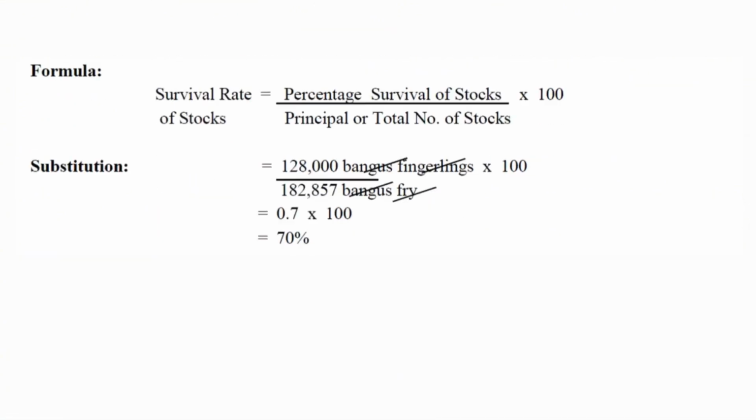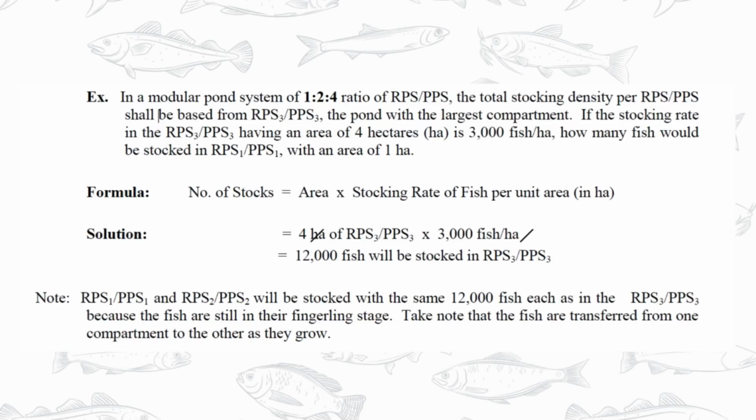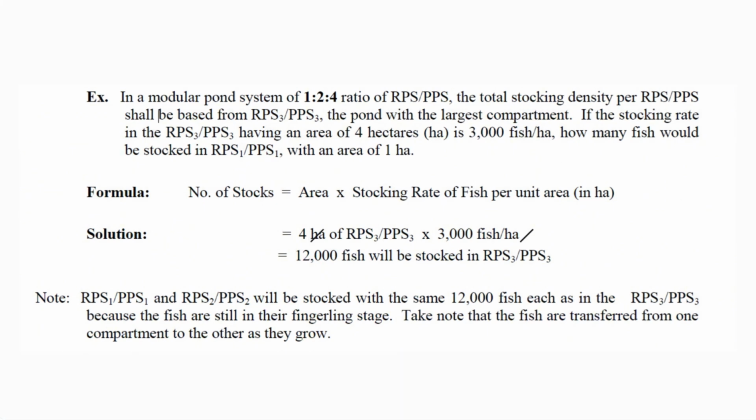Next, finding for the total stocks in the 3 RPS or PPS compartments of a modular system. In a modular system, the fishes are transferred from one pond to another as they mature. For the sample problem, in a modular pond system of 1:2:4 ratio of RPS or PPS, the total stocking density per RPS or PPS shall be based from RPS3, PPS3, the pond with the largest compartment. If the stocking rate in the RPS3 or PPS3 having an area of 4 hectares is 3,000 fish per hectare, how many fish would be stocked in RPS1 or PPS1 with an area of 1 hectare?